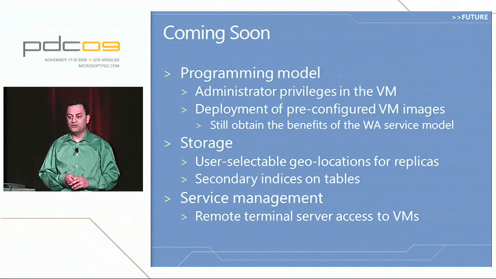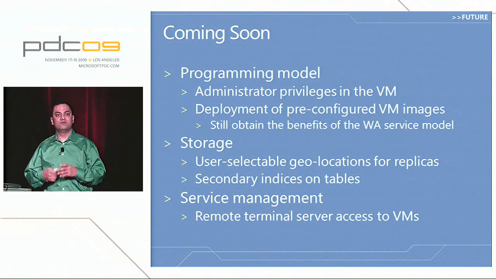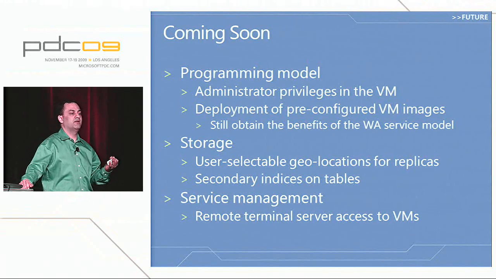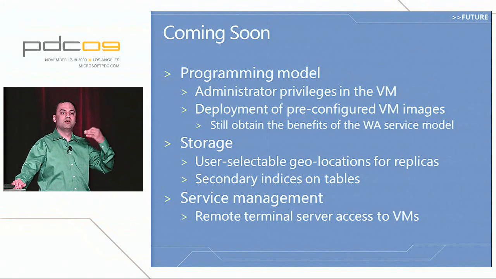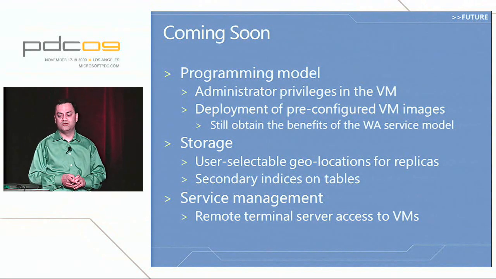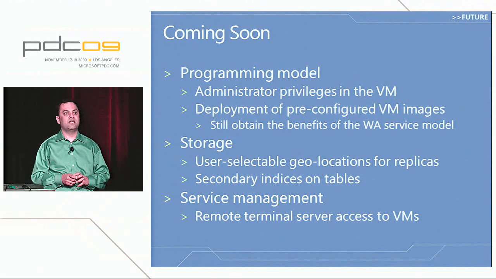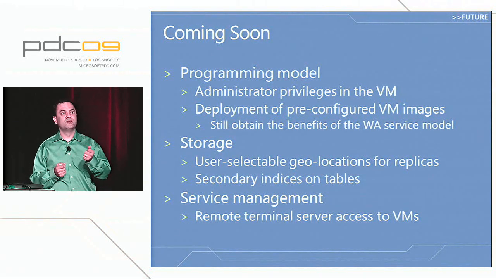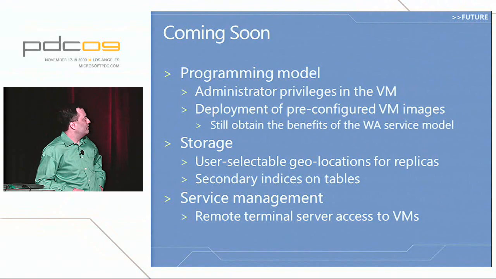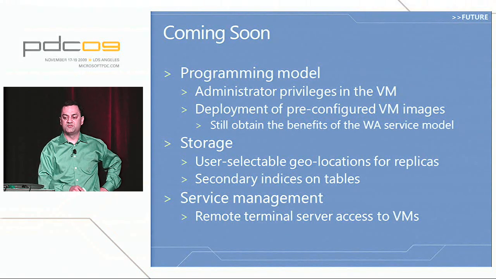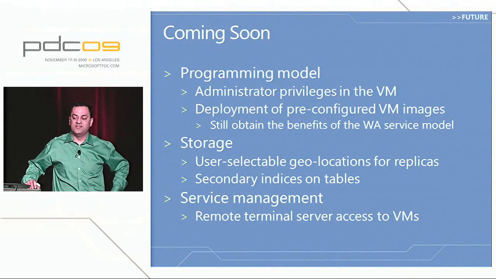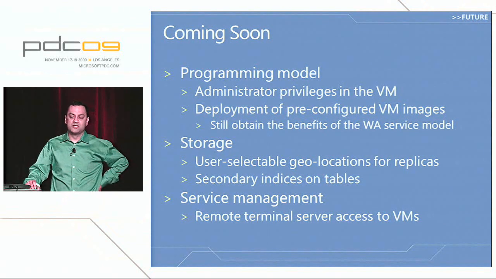On the storage side, as part of the commercial launch, we have built geo-replication into the system already, which is how we make sure that when we replicate all of your data, it's not just replicated within a data center, but it's actually replicated across data centers. That's something we are doing at the commercial launch already. What's coming next with storage is allowing you to choose where you want that secondary data center to be, because that might be a choice you want to make. And then there's more innovation coming on the tables. And finally, on the service management side, we are going to be providing remote terminal server access into these VMs, so you can get onto the box.